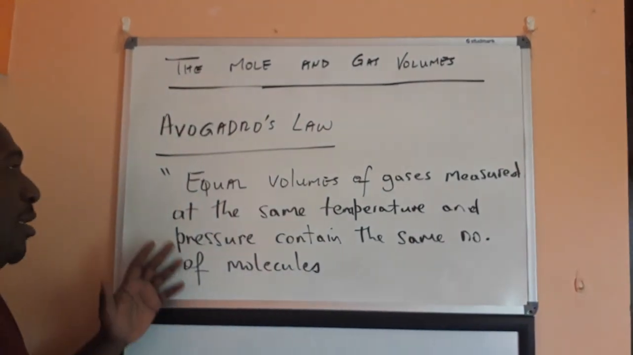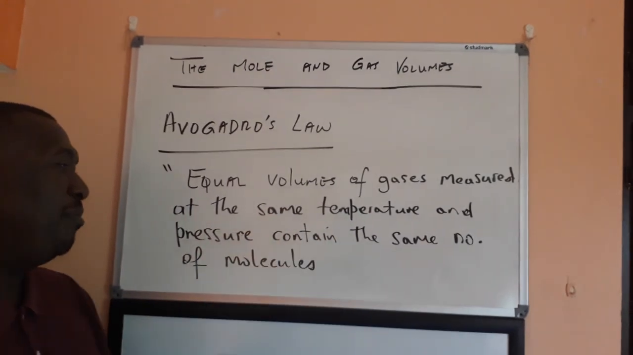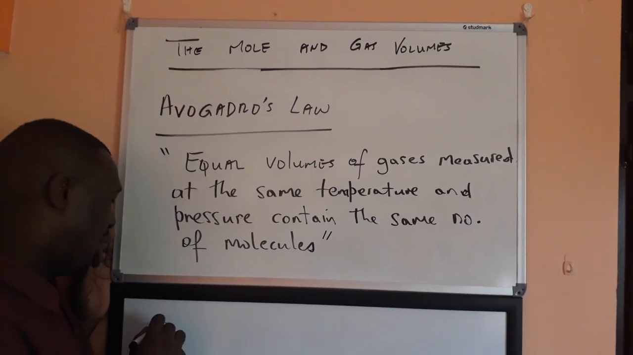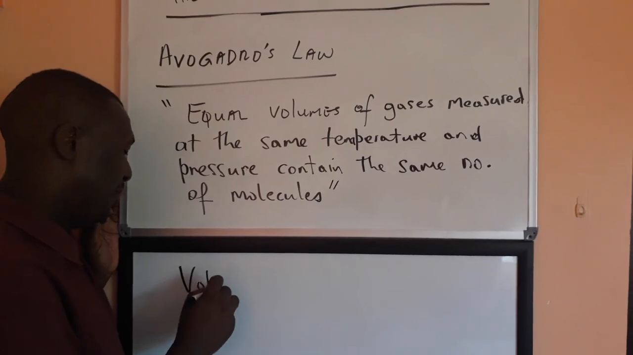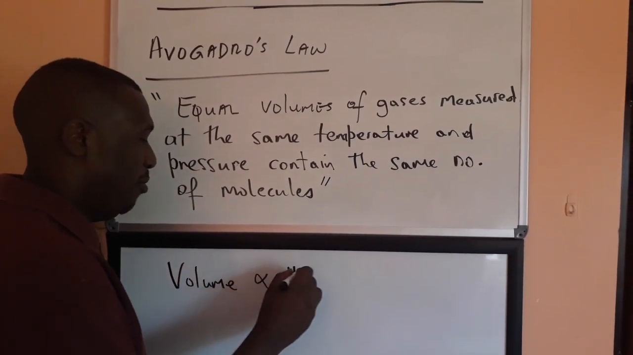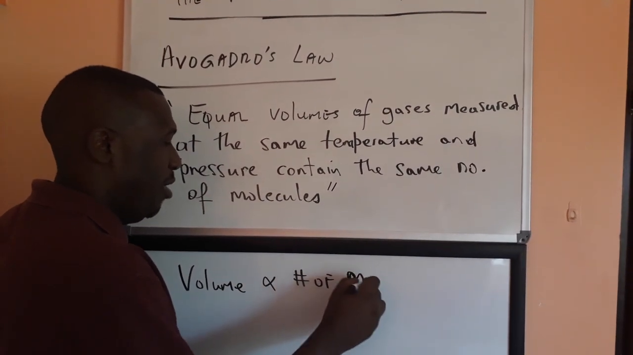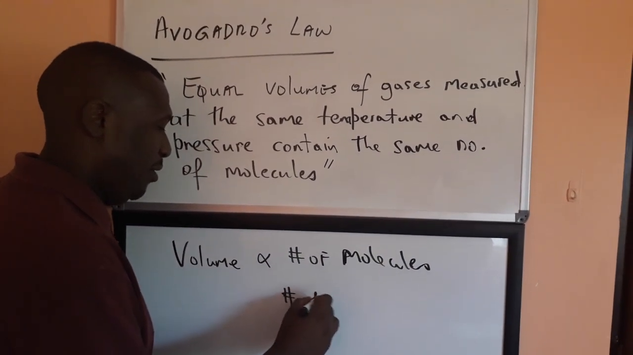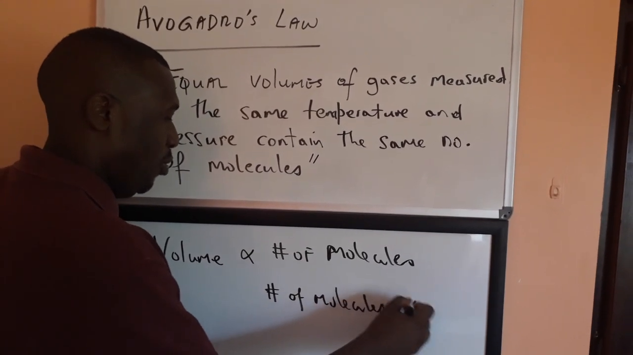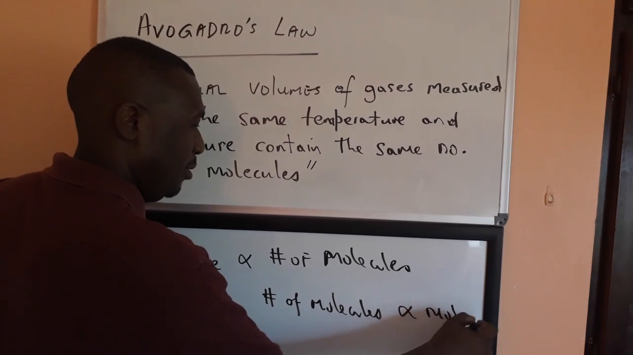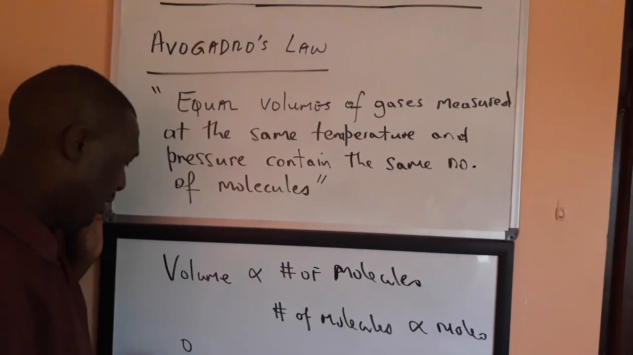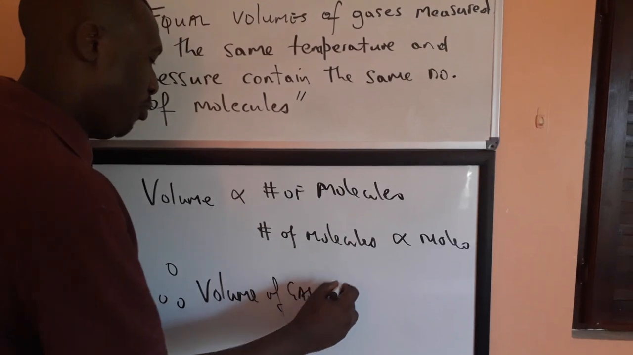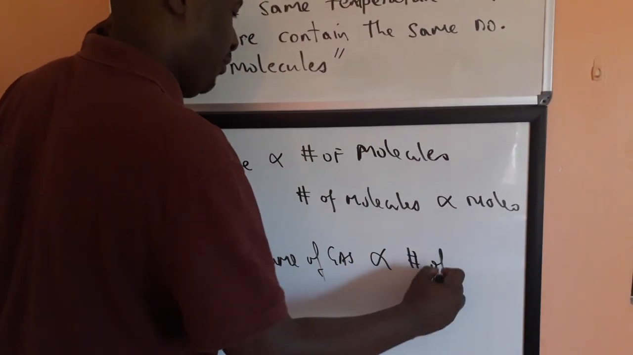Now, Avogadro proposed that equal volumes of gases measured at the same temperature and pressure contain the same number of particles. If I were to express that mathematically, what he's saying is that the volume of a gas is proportional to the number of particles or number of molecules. Now, we know that the number of molecules is proportional to moles, right? So that means the volume of a gas is proportional to the number of moles.